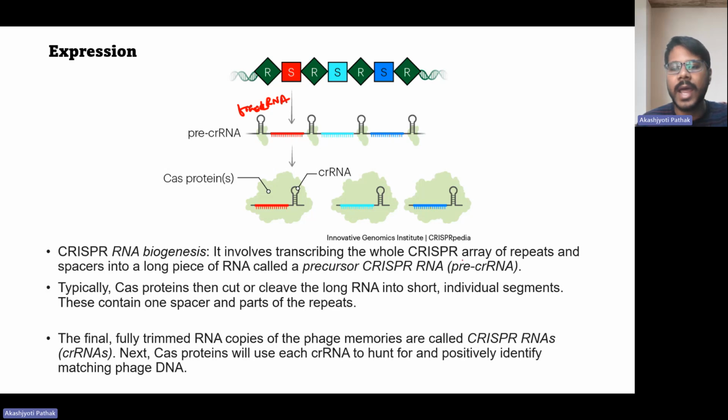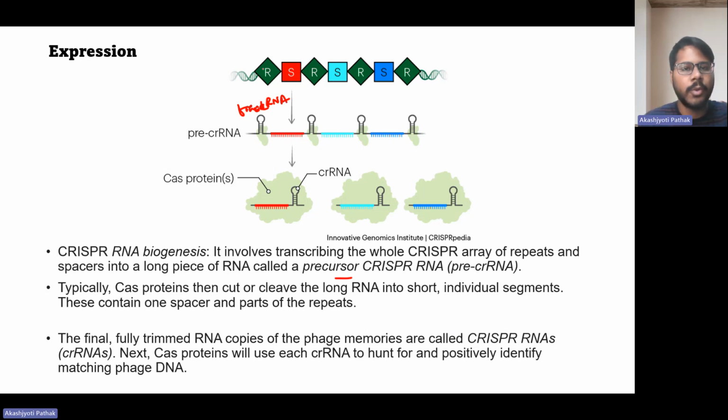It involves transcribing the whole CRISPR array of repeats and spacers as a single unit into a long piece of RNA called precursor CRISPR RNA, or pre-crRNA. Then the Cas proteins cut or cleave the long RNA into short individual segments. These processed short RNA sequences are the CRISPR RNA. So one is the precursor CRISPR RNA and the other is the CRISPR RNA, which is the modified RNA. Here you can see it has one spacer and parts of the repeat.